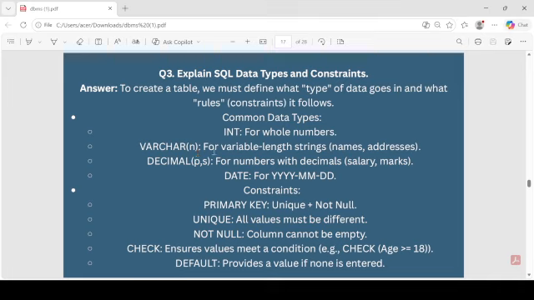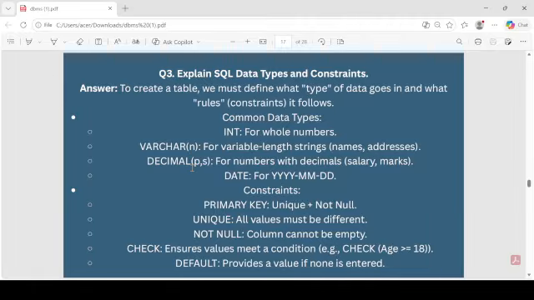Varchar: when we use varchar, we have to specify a number inside parentheses. For a variable length string, we use it for name and address. We can specify that name will be 10 characters or 20 characters, and address will be 100 characters, so we specify it inside varchar.